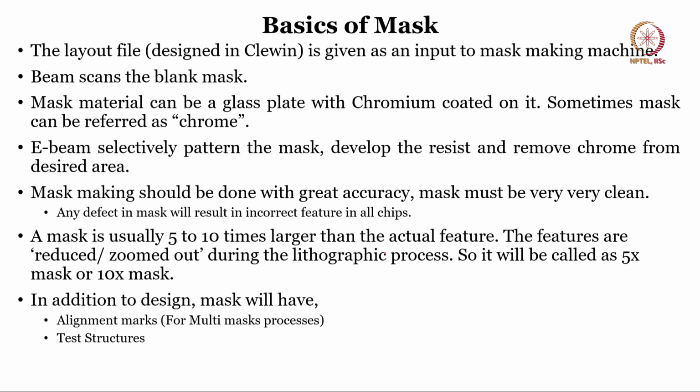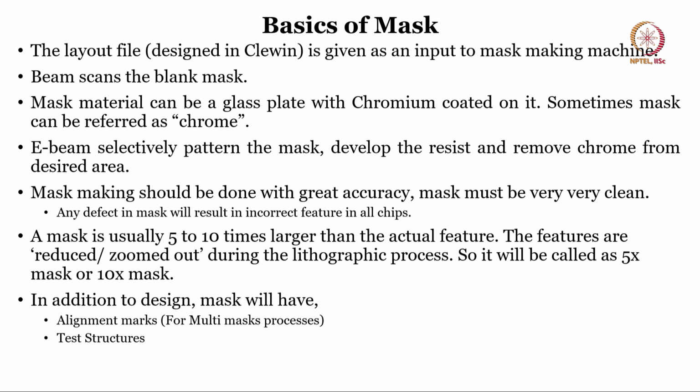The mask material can be a glass plate with chromium coated, sometimes also called a chrome mask. An electron beam is selectively used to pattern the mask, develop the resist and remove chrome from the desired area to form the mask. This is the mask making process. You should also understand that the mask should be completely defect free, otherwise it will affect the devices or chips.